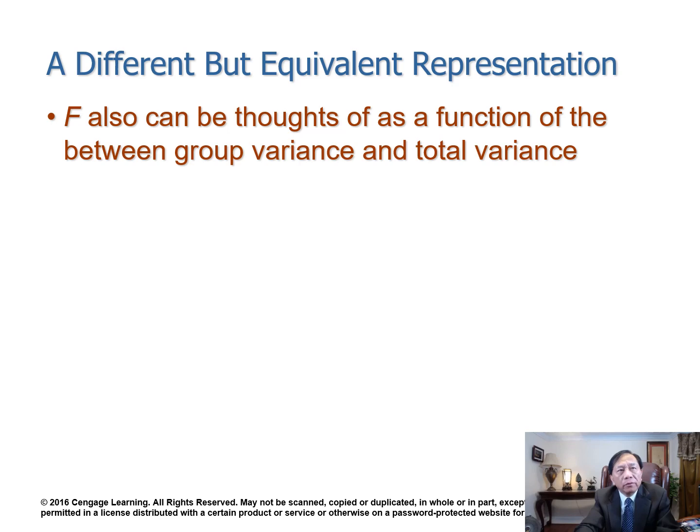Here is a different but equivalent representation. F can also be thought of as a function of the between-group variance and the total variance. You can express F like this: SSB divided by SST minus SSB. That is SSE, the same thing.